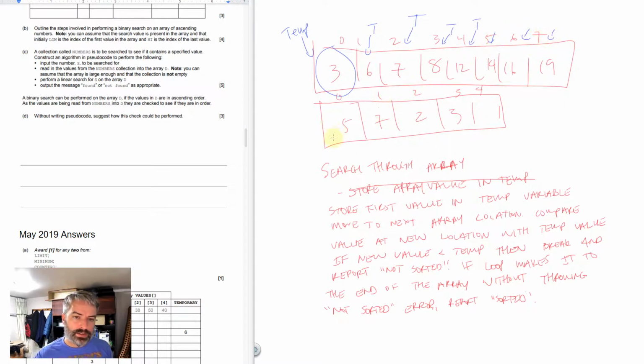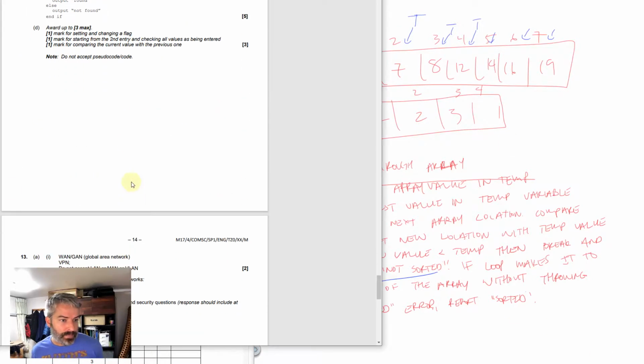If we look in here and say, okay, to begin with, we'll set 5 equal to temp, and we'll compare. Is 5 greater than 7? No. Okay, 7 becomes temp. Is 7 greater than 2? Yes. Okay, then we're going to break this, and I'm going to report not sorted. So let's see how this works, and let's see what kind of points I'm going to lose on this one. I think I have the right idea, but whether that's going to be enough for IB, let's see.